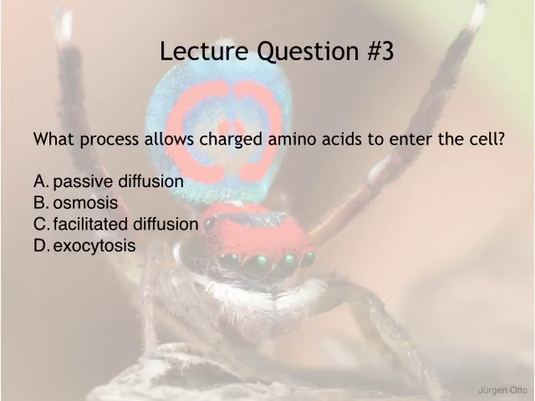Now A, diffusion, is a passive transport, but only of small or non-polar molecules. Amino acids are large and polar. So they're going to have to enter the cell through the plasma membrane using facilitated diffusion. And that's when you have a protein channel or a transport protein, same thing, right? Those two things, which pokes a hole in the plasma membrane to allow these charged molecules to pass through. So C is the right answer.